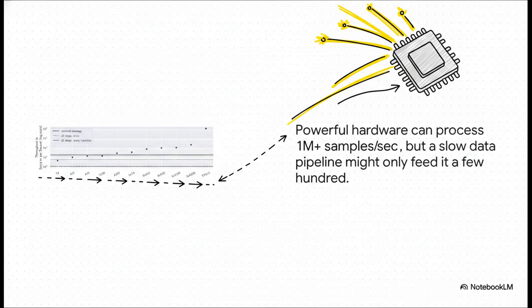But then, look at that dashed line way down at the bottom. That's what often happens in reality. A typical, unoptimized data pipeline might only be able to feed it a few hundred. The gap between what your hardware can do and what it's actually doing is just enormous.